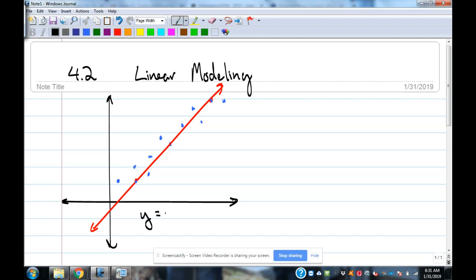But we do know this about this. This is y equals mx plus b, where the m is greater than 0, meaning that the slope is what? Positive, right? We know that about that particular picture.